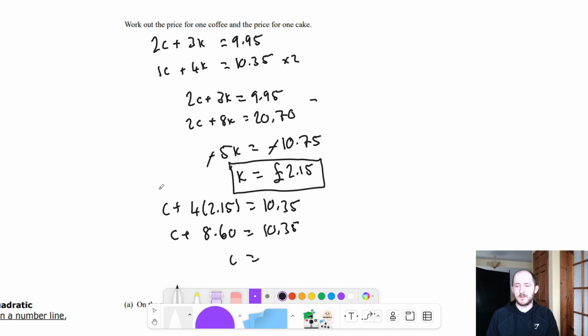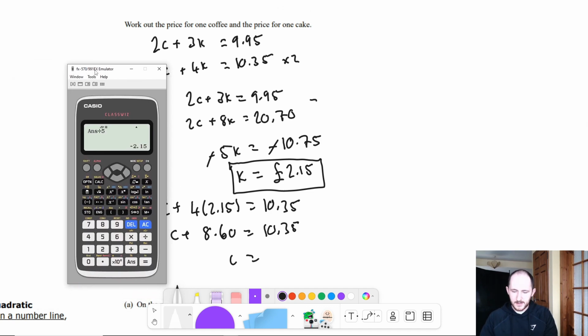So C is equal to, let's just do it on the calculator, 10.35 minus 8.6. I could have definitely done that quicker in my head, which is £1.75.